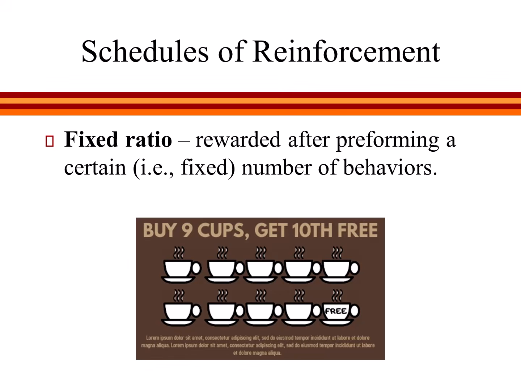Thus, this is a ratio schedule because it is based on the number of times you do the behavior, and the ratio is fixed. You know ahead of time that you need to do the behavior exactly 9 times in order to get the reward.